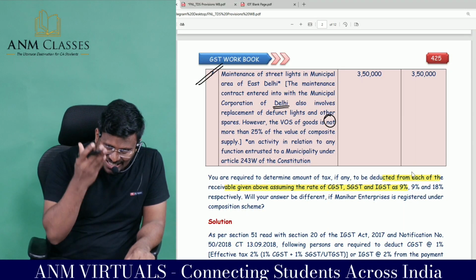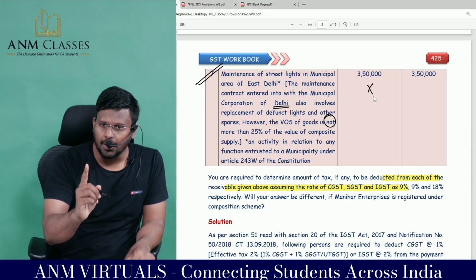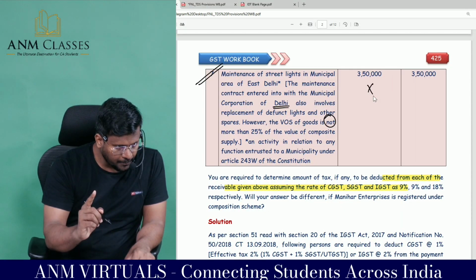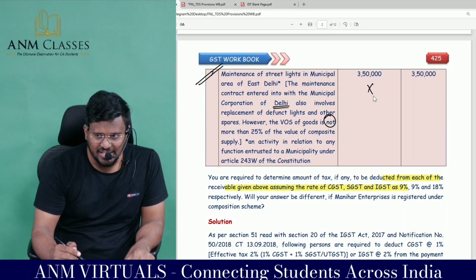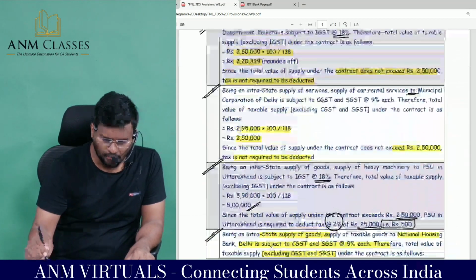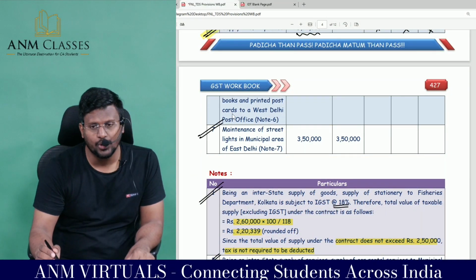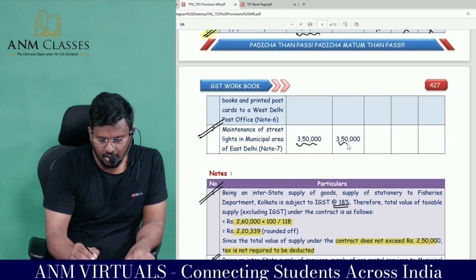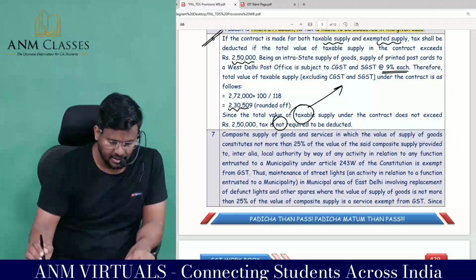Since this is an exempt supply, no need to deduct TDS. Because the taxable value of supply under a contract should exceed 2,50,000. Since this is exempted, there is no question of TDS. So maintenance of street light in municipal area of East Delhi, 3,50,000. Since exempted, there is no need to deduct TDS.